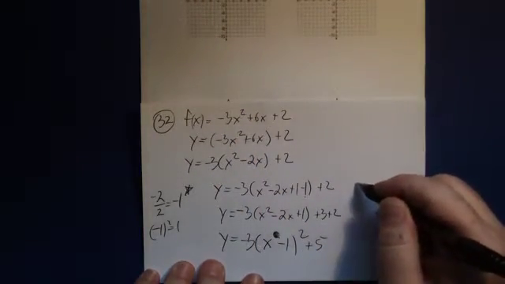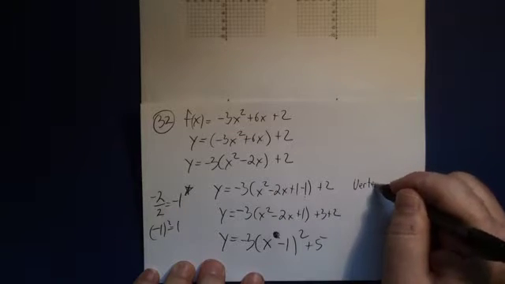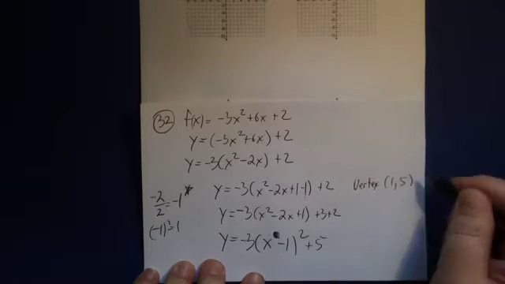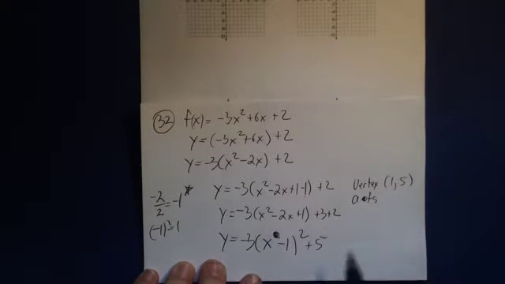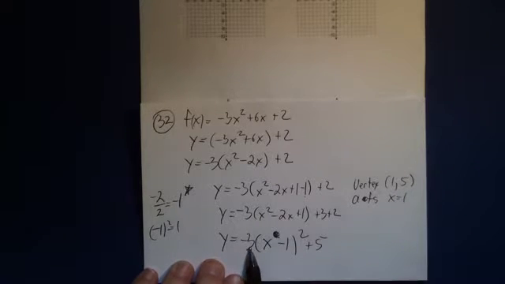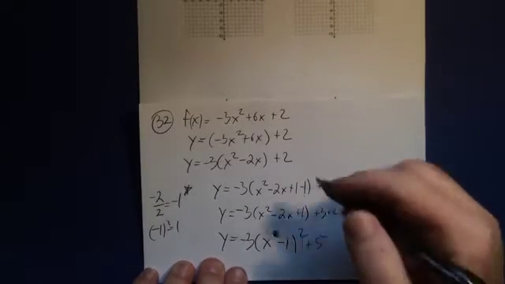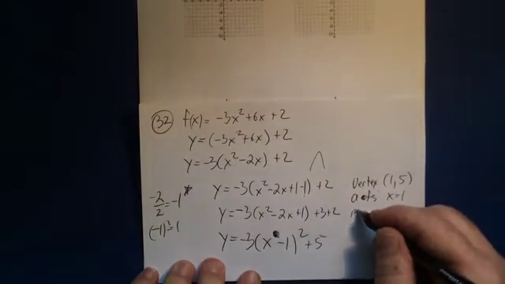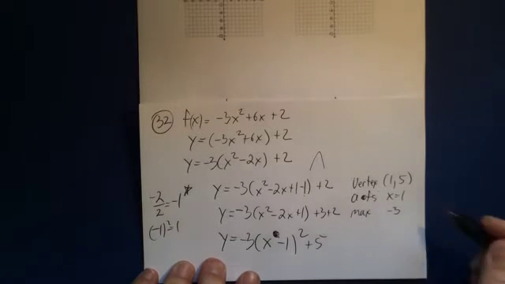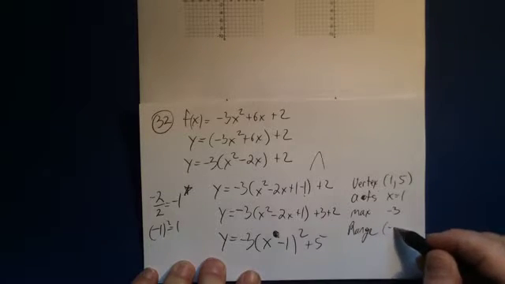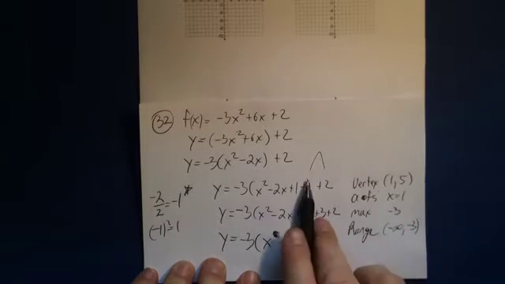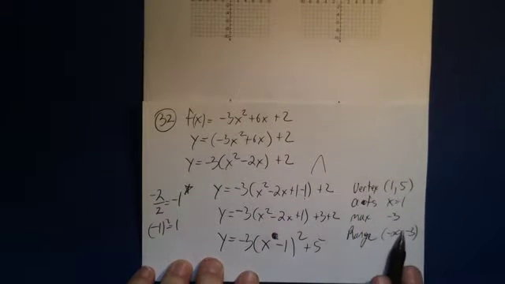I'm going to know that my vertex is going to be 1, 5. I know that my axis of symmetry is going to be x is equal to 1. Because the value of a is going to be negative 3, I can determine that it's going to be a graph that's shaped like this, so it's going to be a maximum at negative 3, and that the range is going to be from negative infinity up to negative 3, because it goes all the way down to negative infinity, tops off at negative 3.